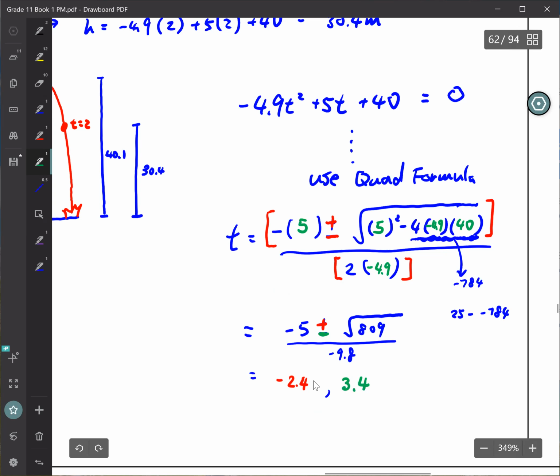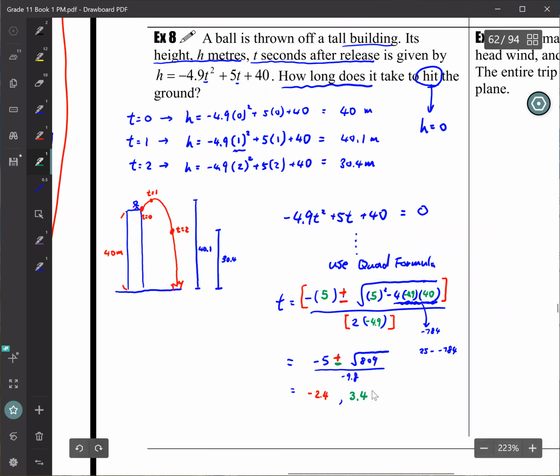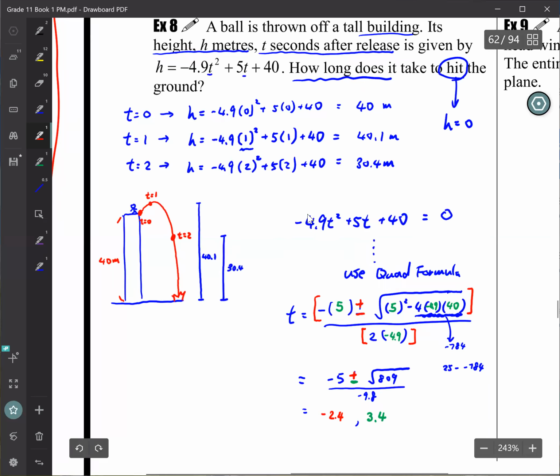Okay, so we have two answers here, right? But this question cannot have two answers. These represent the time, right? Which answer should we keep then? Waylon? I'm not sure. Which answer do you think makes sense with the picture?